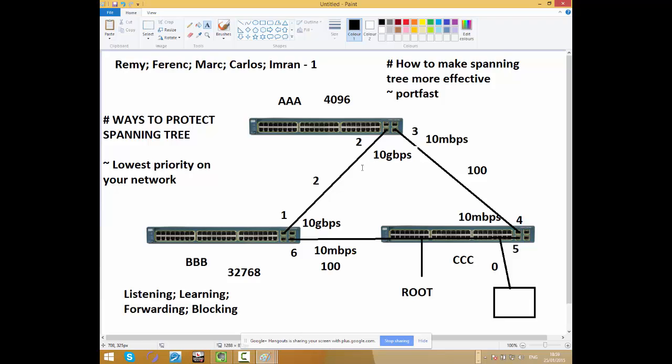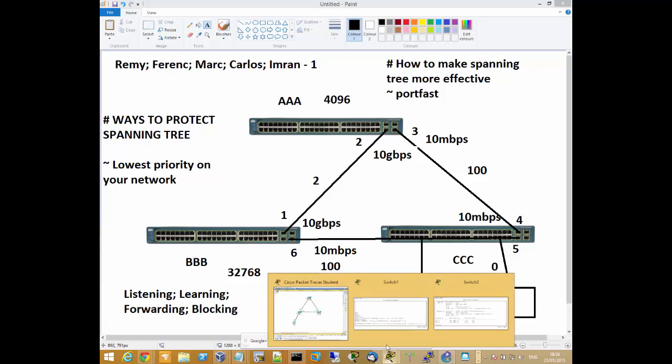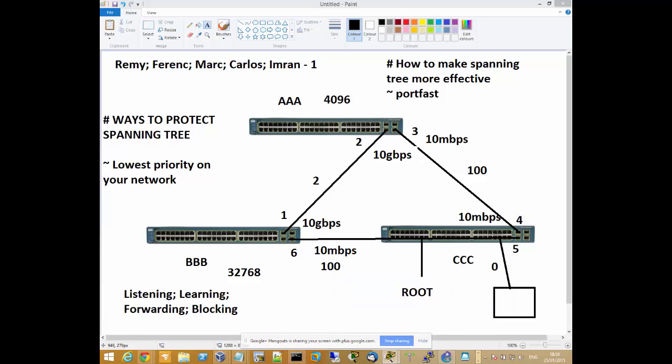Don't go through listening and learning, just go straight to forwarding, because they are not going to be interfering with spanning tree. So every port that you'll be connecting PCs to in your network, you have to set them to portfast to be effective. There are two ways to do it. You can do it individually by port, or you can do it globally on the switch.